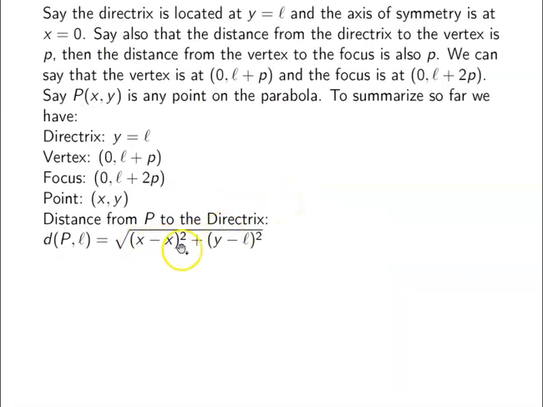So x minus x, there's no movement in x at all. The x's stay the same. However, I have y from my point P, and the directrix is at y equals L. So I'm just subtracting those two and squaring it. So this is 0. I have y minus L squared, so then I'm going to take the square root of that.